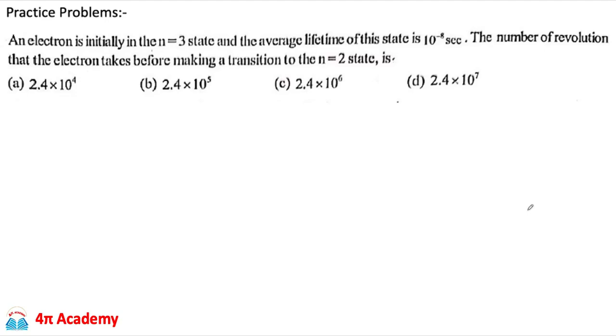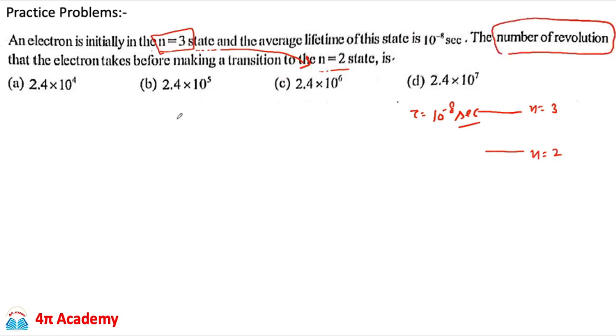So the first problem we are going to discuss is: an electron is initially in the n is equal to 3 state, and the average lifetime of this state is 10 raised to power minus 8 second. The number of revolutions that the electron takes before making a transition to the n is equal to 2 state. Now what the question says: the electron is in the n is equal to 3 state, and it makes a transition from n3 to n2 state. Suppose this is n3 and this is n2, and the lifetime of that electron in that particular state, generally represented as tau, is 10 raised to power minus 8 second, and we have to calculate the number of revolutions.